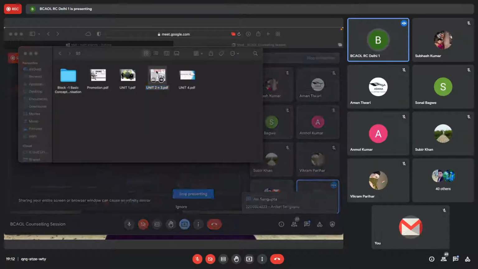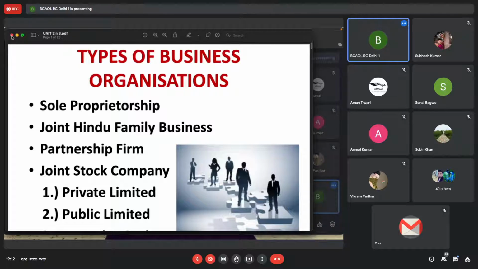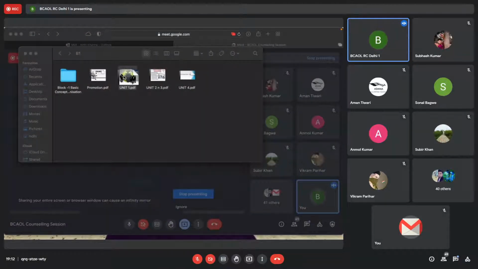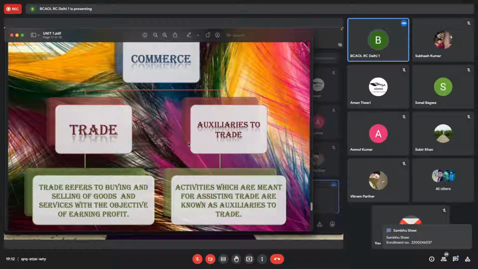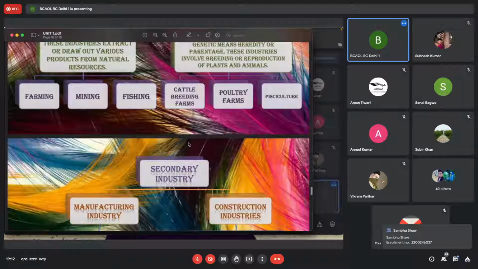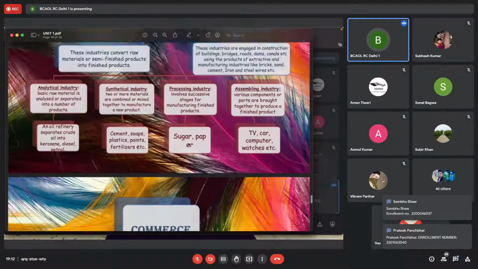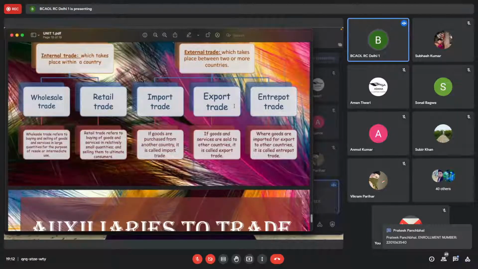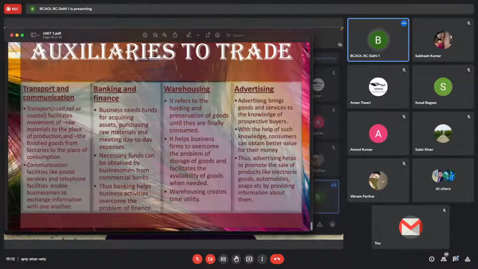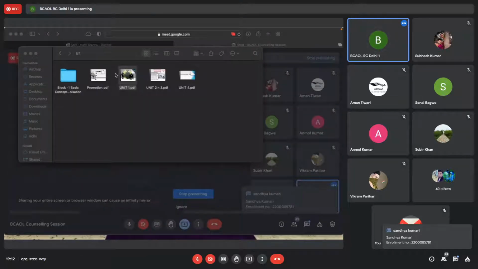Trade and auxiliaries to trade, and we discussed that trade was nothing but exchange of goods and services. Types of industries was also discussed, and trade and auxiliaries to trade. Auxiliaries to trade were of five types. We discussed this as well, and this is what we will be doing today as well, the continuation of this.